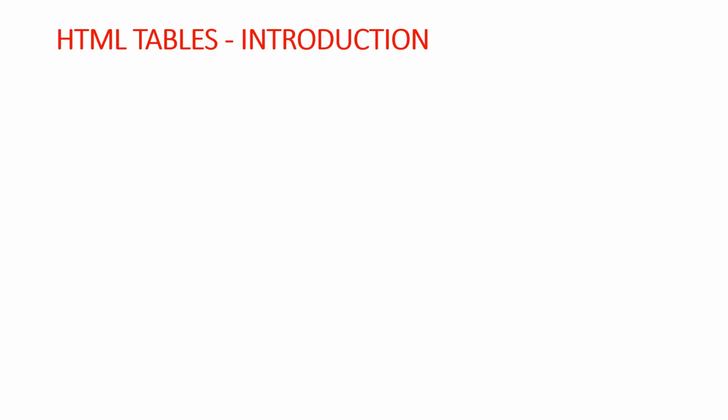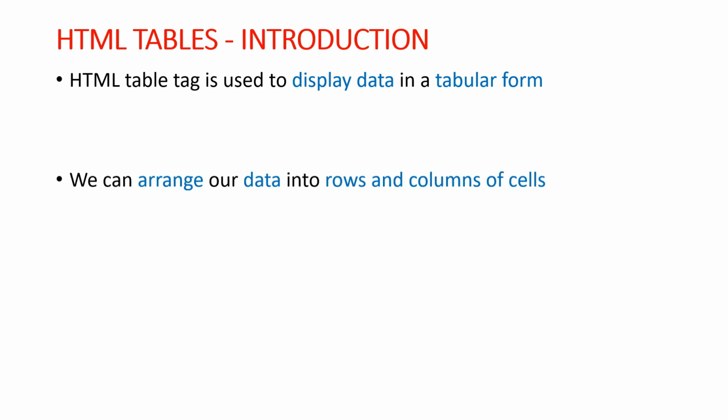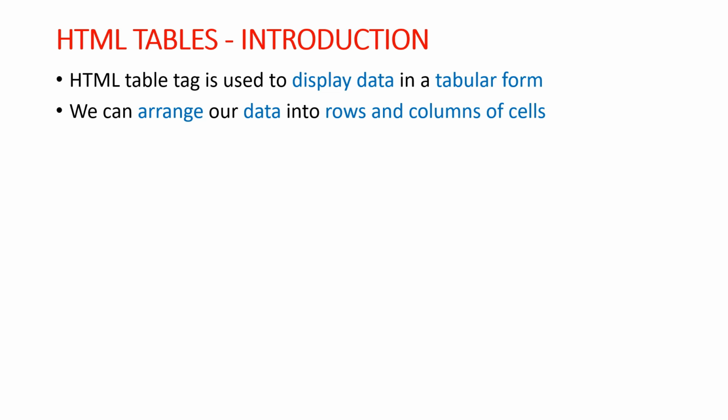Let's start with the introduction. HTML table is used to display data in the tabular form. By using tables, we can arrange data into rows and columns.